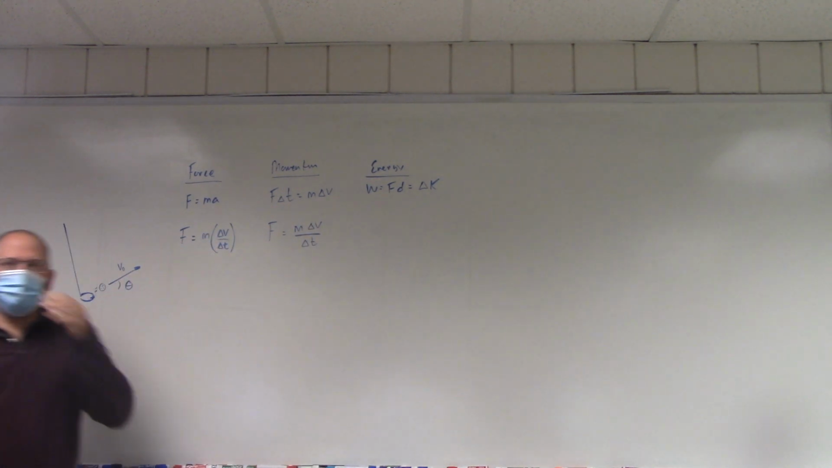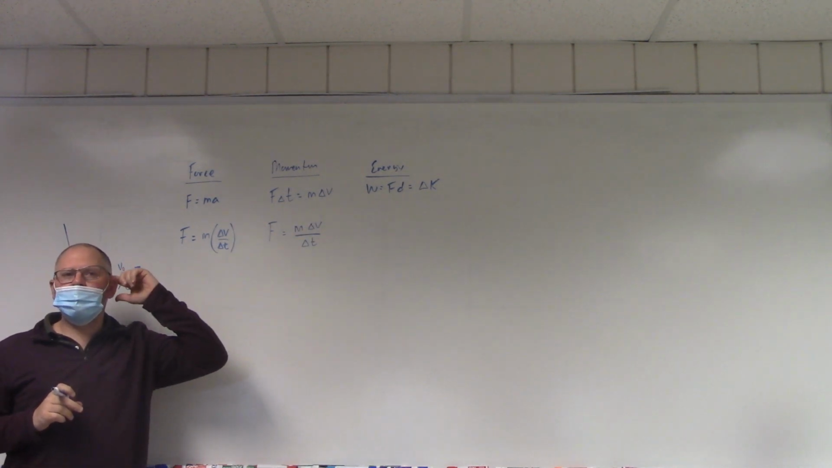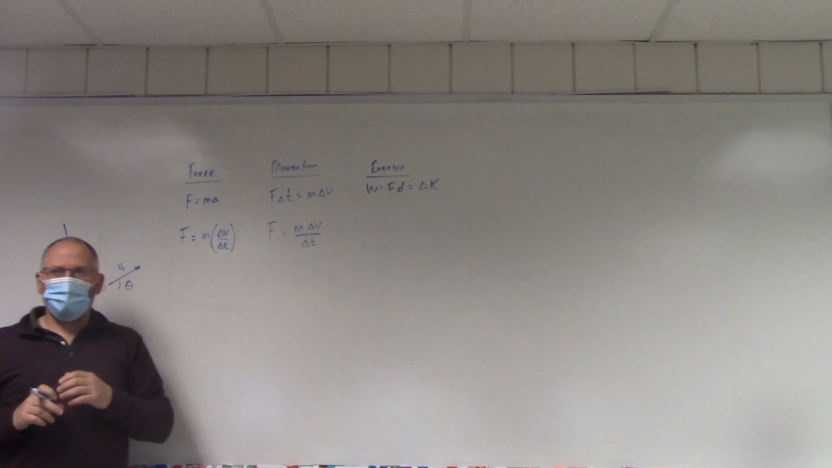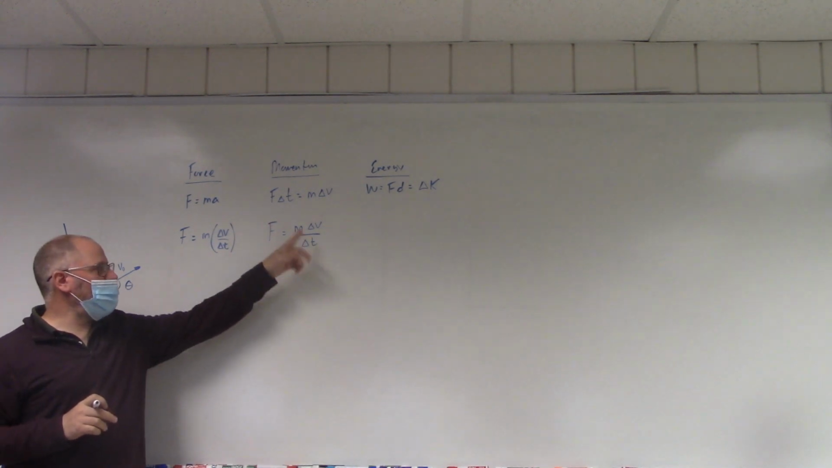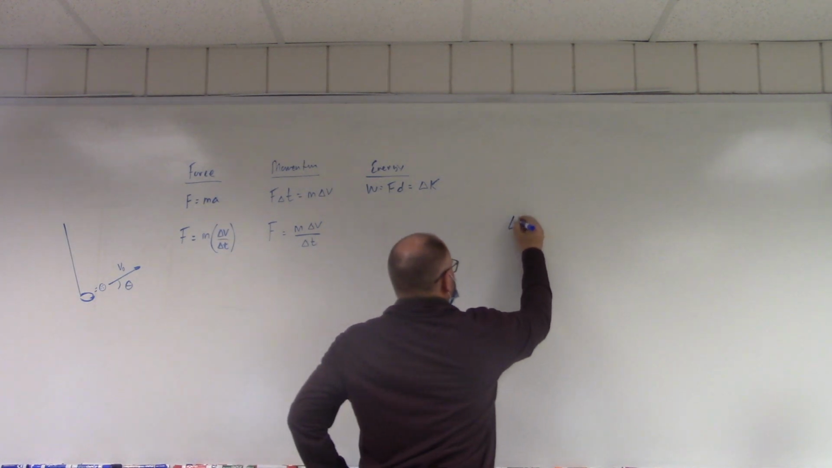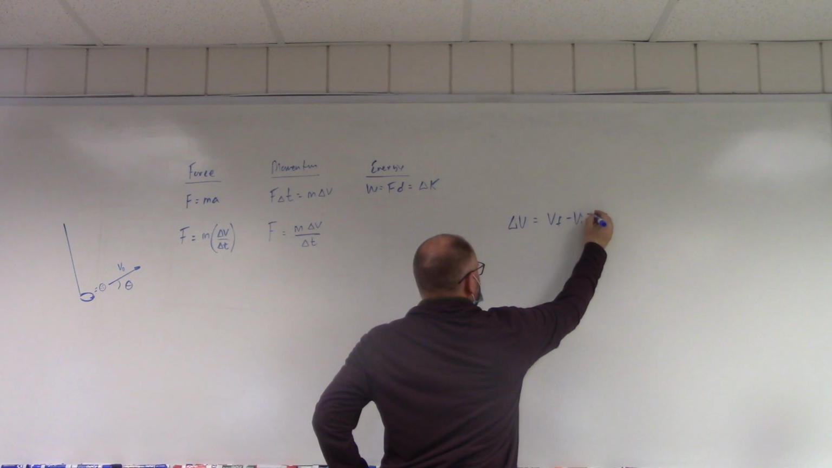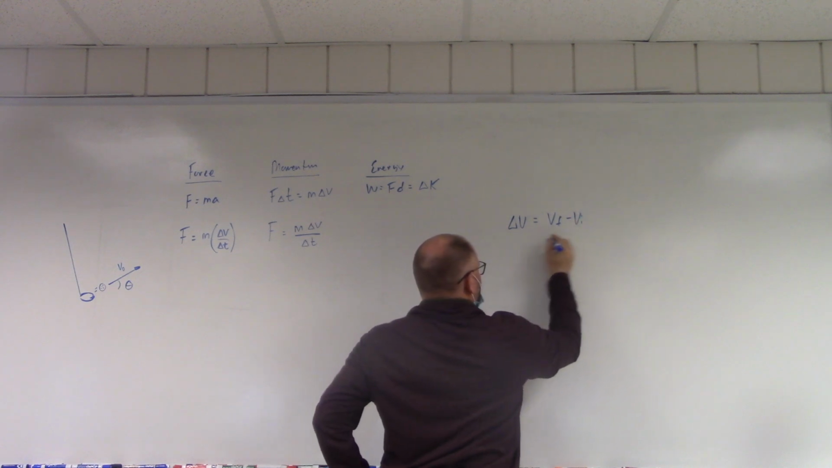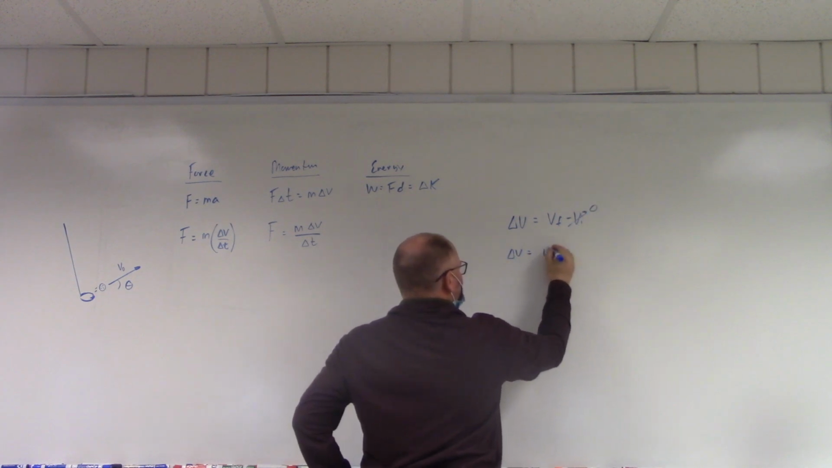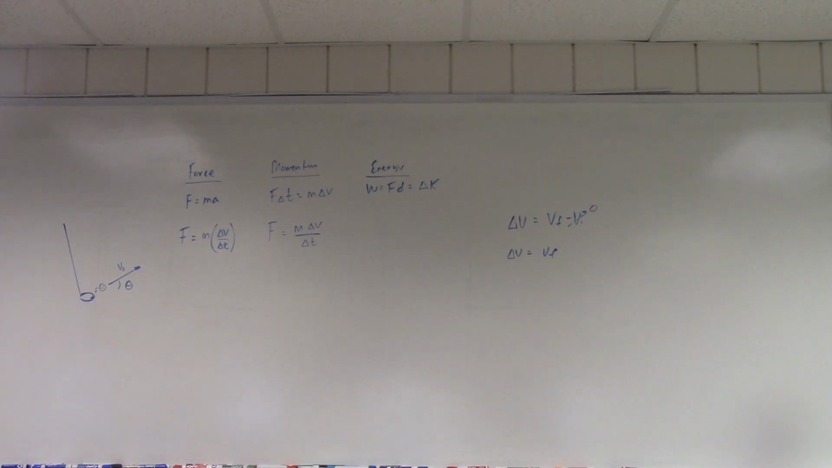Now, one of the things that's interesting about this is that we're talking about the change in velocity. What was the initial velocity? It was 0, so the change is equal to the final. Anytime we talk about change, the change in velocity, for example, is the final velocity minus the initial velocity. And if the initial velocity is 0, then the change is equal to the final. You guys with me on that?